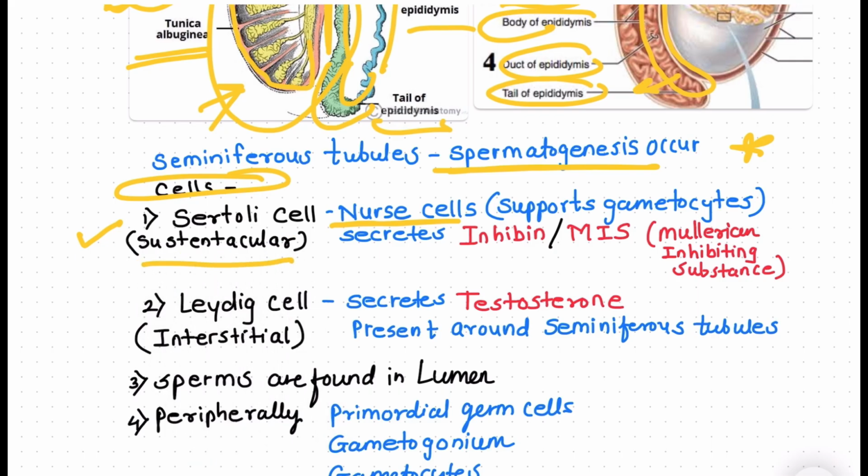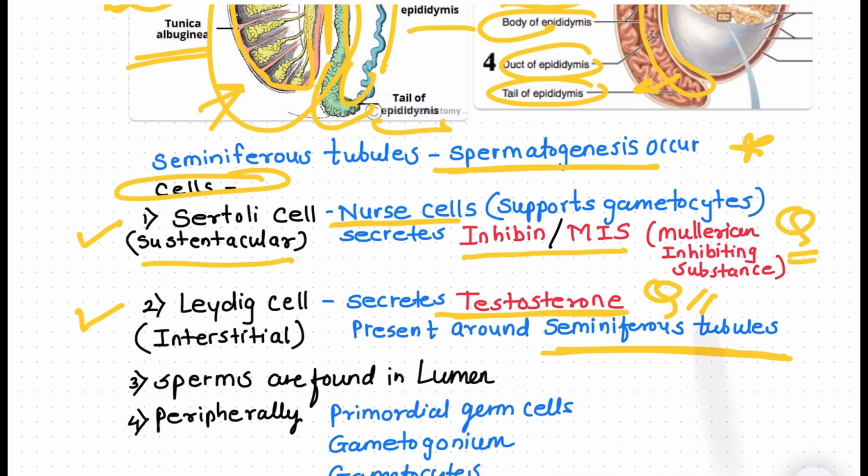They secrete inhibin or Mullerian inhibiting substance. This is an MCQ point. So Sertoli cells are also known as nurse cells, and they secrete inhibin or Mullerian inhibiting substance. The second cell is Leydig cells, also known as interstitial cells. They secrete testosterone and are present around the seminiferous tubules. So testosterone is secreted by Leydig cells.